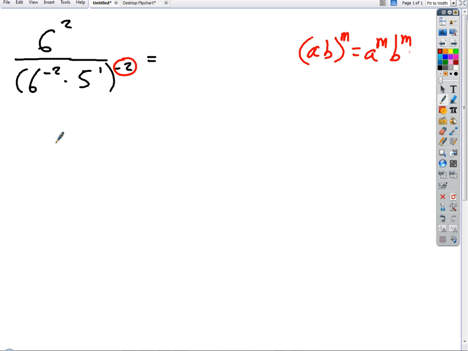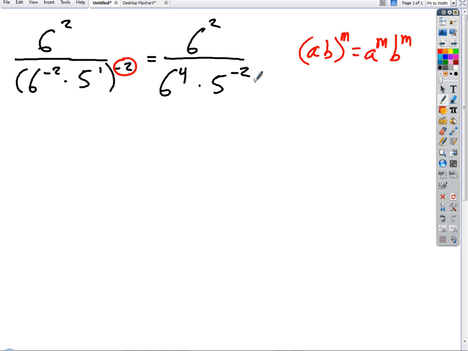So if I've got a product and I'm taking a product to a power, I distribute over the product, in other words, to all parts of the product. And so on the top, I still just get my 6 squared. On the bottom, I'm going to get 6 to the 4 times 5 to the -2. And that's why maybe we don't want to move it to the top first. Maybe we want to wait and see where these bases are going to end up.